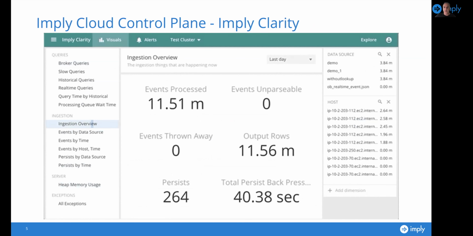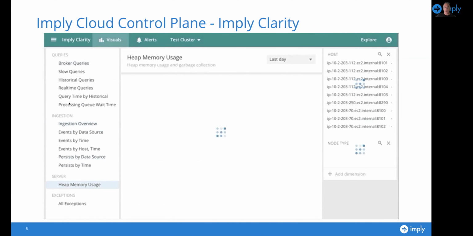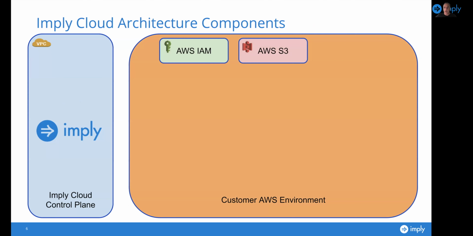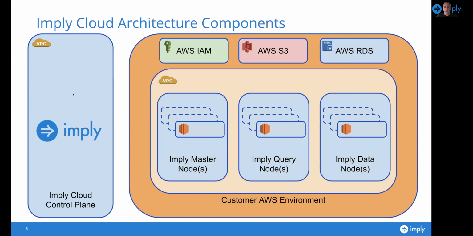Now let's look at how the control plane works with the data plane in your AWS environment to provision and manage clusters. Imply Cloud has some prerequisites in order to operate in your AWS environment. These include the provisioning of IAM roles with trust relationships and an S3 bucket. Once all the prerequisites are met, Imply Cloud will initiate the setup of a new virtual private cloud in your account, configure scaling groups for master nodes, query nodes, and data nodes, and an RDS instance for metadata storage. We'll cover these in more detail in another video.